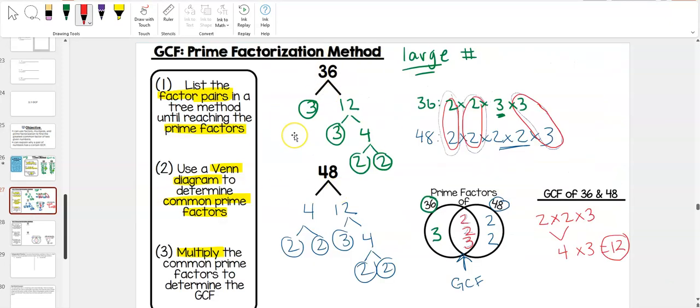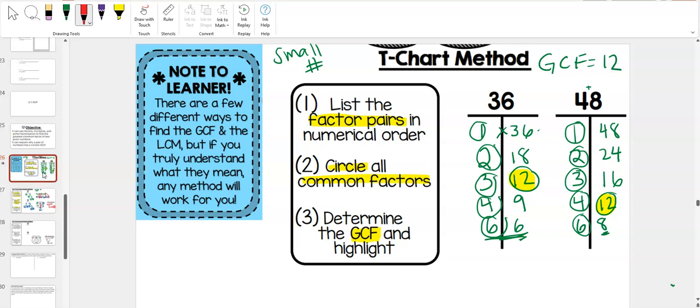So the prime factorization method is really helpful for really, really big numbers. The T-chart method is really helpful for everyday numbers or smaller numbers.